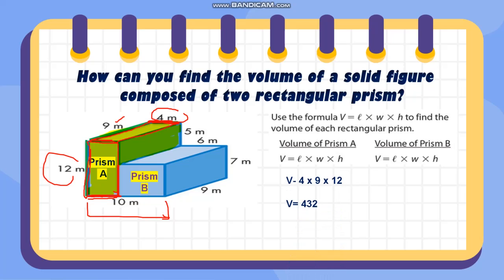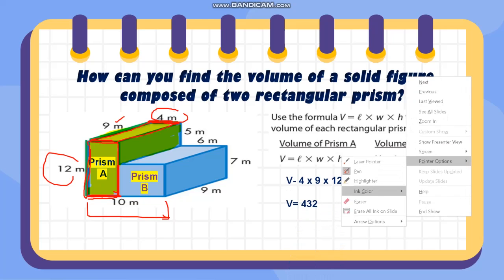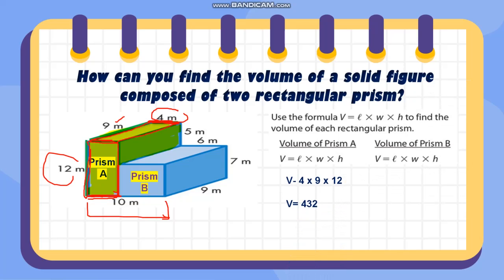This is your prism B on the right side. So what we are going to do is find the volume. From here up to here is the length. So we're not going to use 10 because, as I told you, 10 is the measurement from here up to here. So what is this length? This one is the same as this. That is the length, the same as this. So that is equivalent to 6 meters.